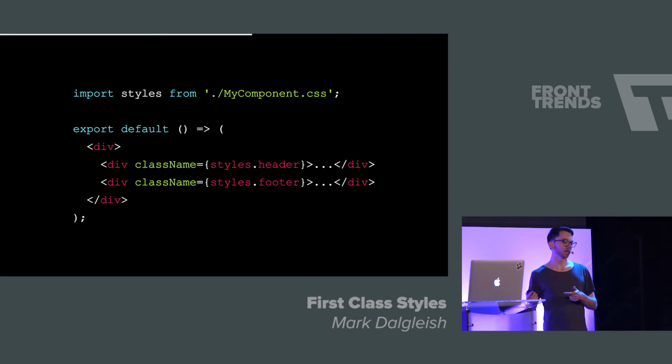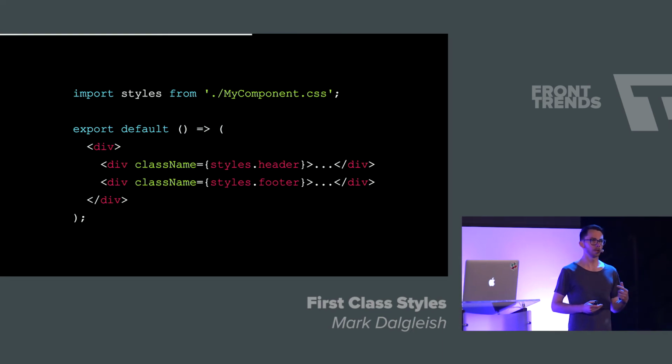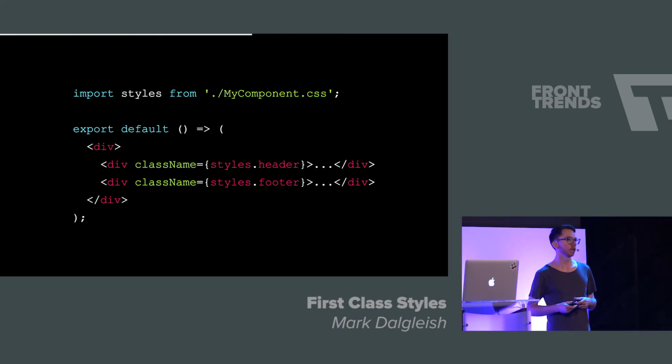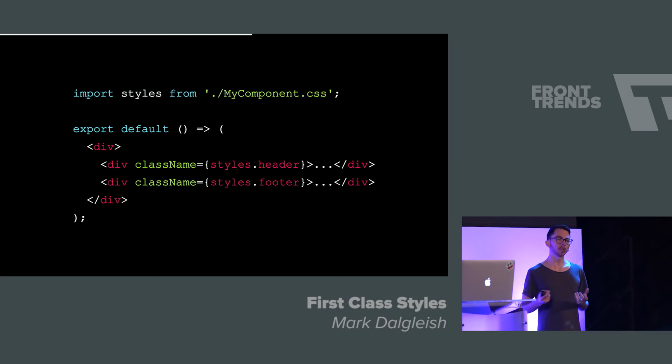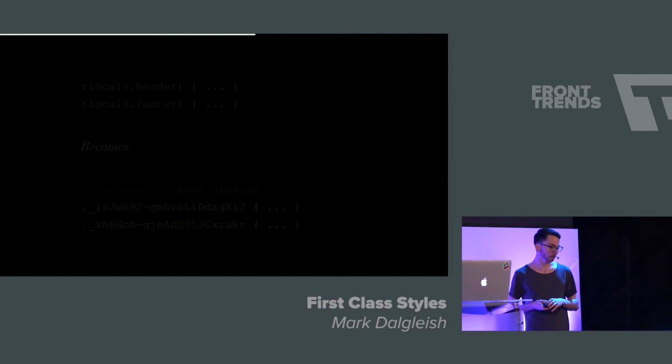Here we're importing styles from a style sheet, and now what you'll see in the markup is, instead of magic strings referring to global classes, there's actually a very explicit reference to styles.header, styles.footer. We had to import something that references those classes from the style sheet. So now the relationship that used to be in your head as a developer is now very explicitly in the code, and this was a huge breakthrough.